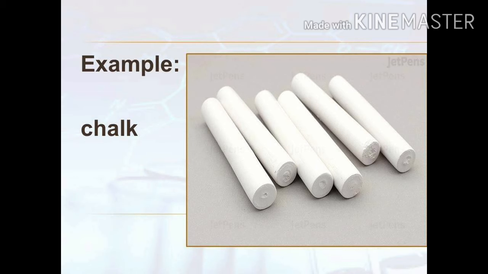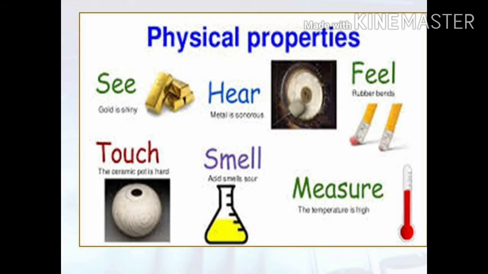Yes. Based on our observation, we could say that the chalk is white in color and cylindrical in shape. We can identify the characteristic of the chalk using our sense. This means physical properties of matter can easily be determined using our senses without changing or altering the composition of matter.